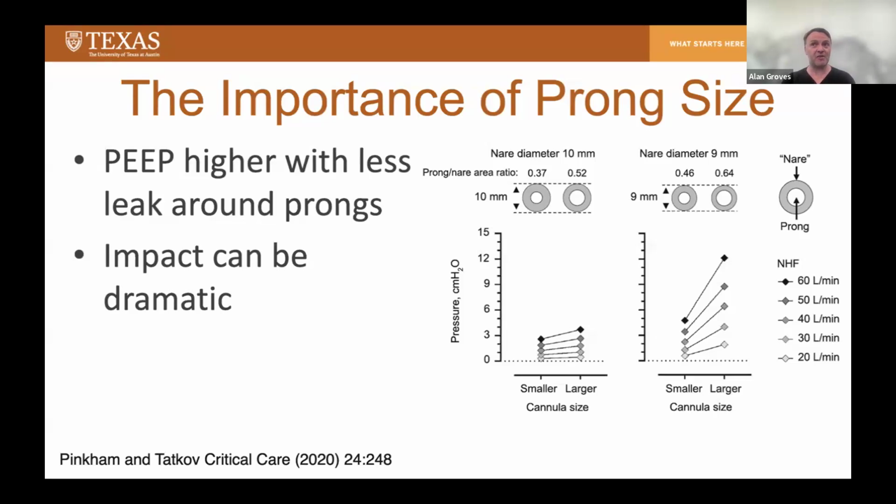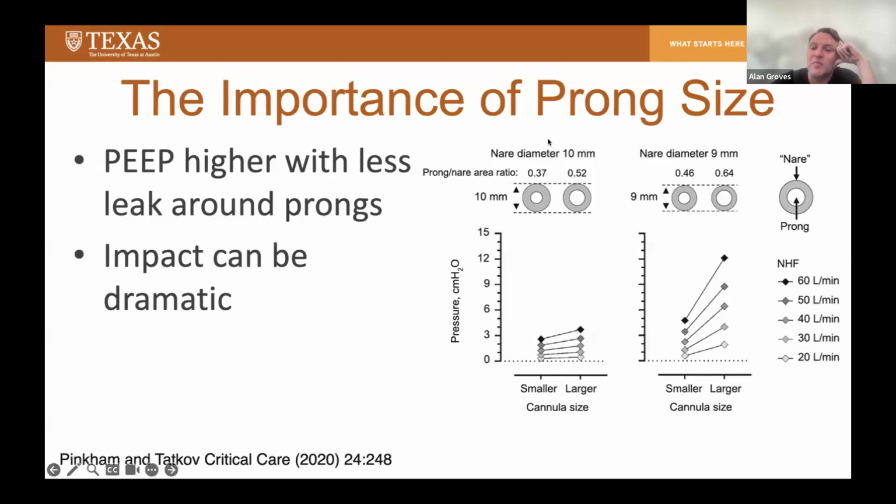RAM cannula, and many centers are still using RAM cannula, is meant to work with around a 20% leak around the prongs. But it's really hard to see that in our small babies. It's probably very variable as the prongs move in and out. But this factor of the leak can have a really dramatic impact on the pressure generated.